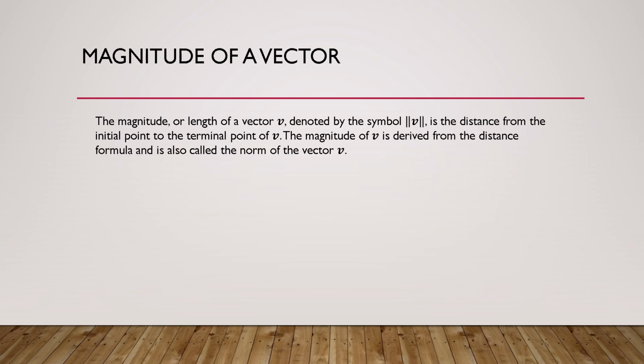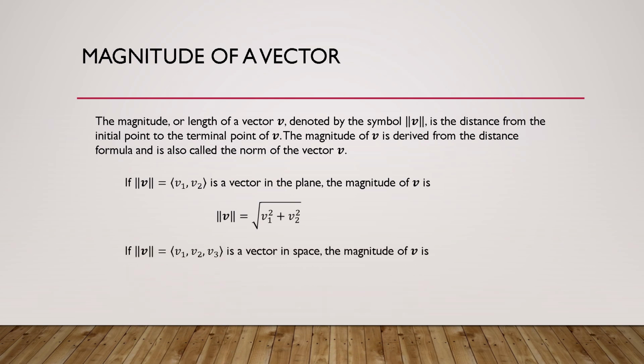The magnitude or length of a vector v, denoted by the symbol v with a double set of vertical bars, is the distance from the initial point to the terminal point of v. The magnitude of v is derived from the distance formula and is also called the norm of the vector v. By setting the initial point at the origin, then for a vector in a plane, the magnitude of v is equal to the square root of v1 squared plus v2 squared. If v is a vector in space, the magnitude of a vector whose initial point is the origin is equal to the square root of v1 squared plus v2 squared plus v3 squared.